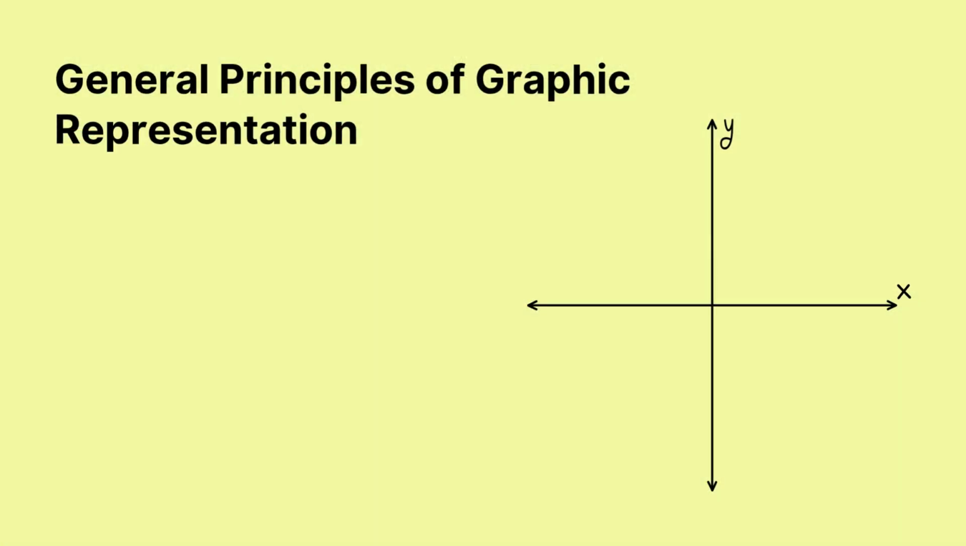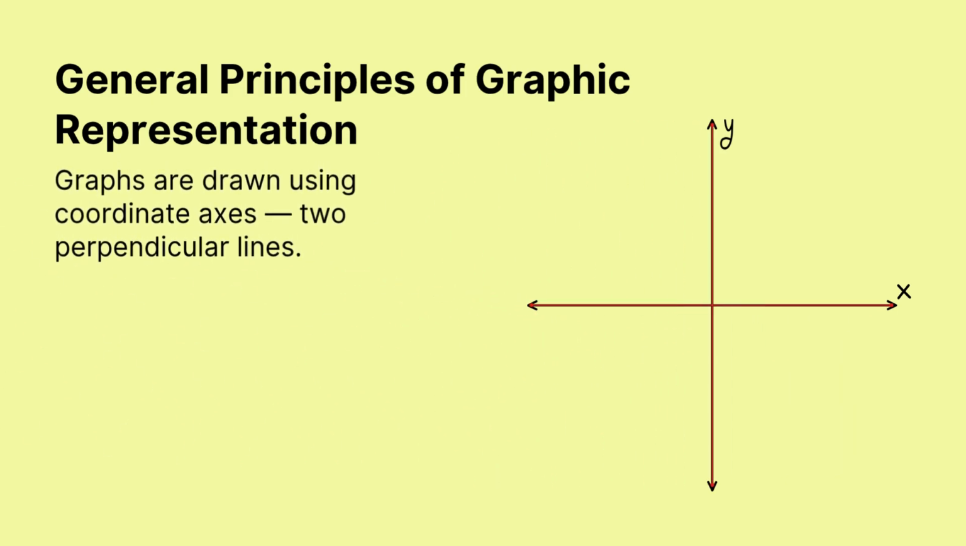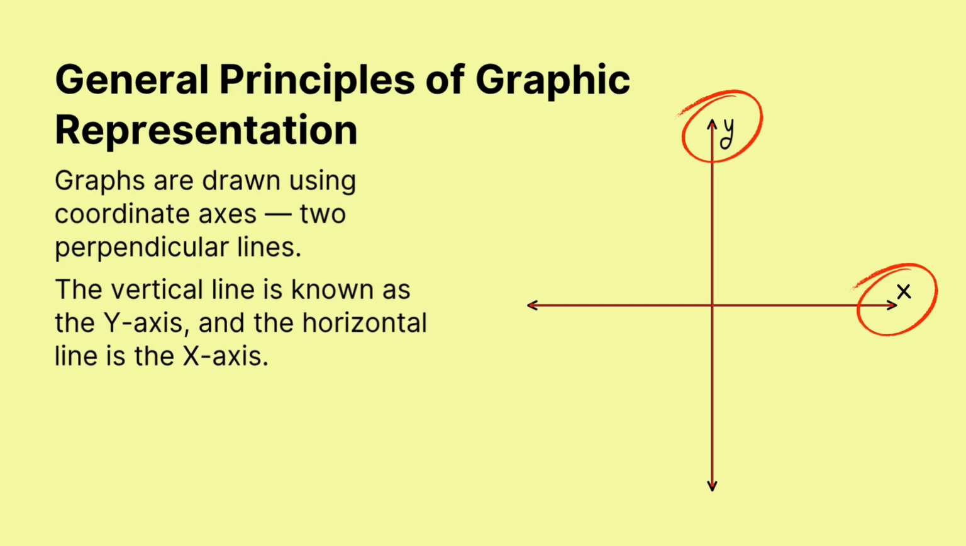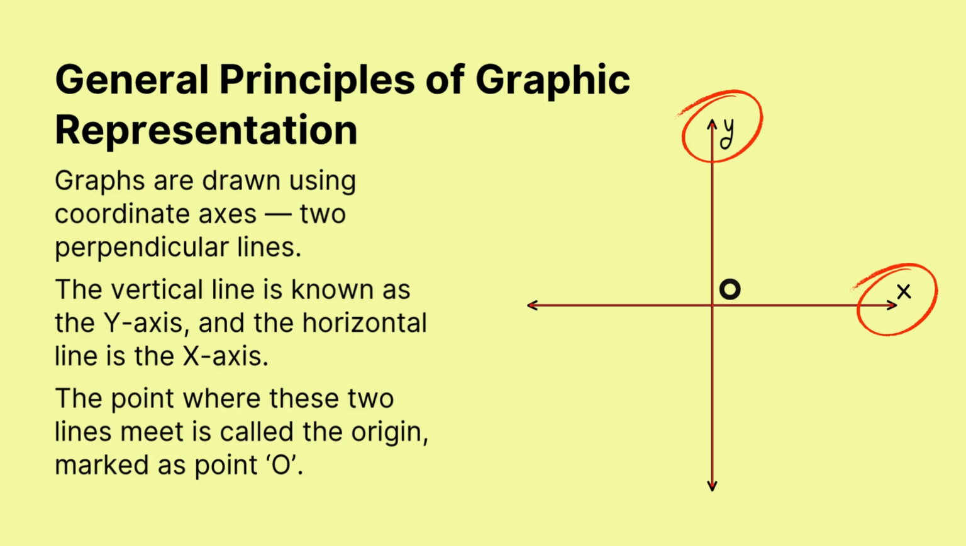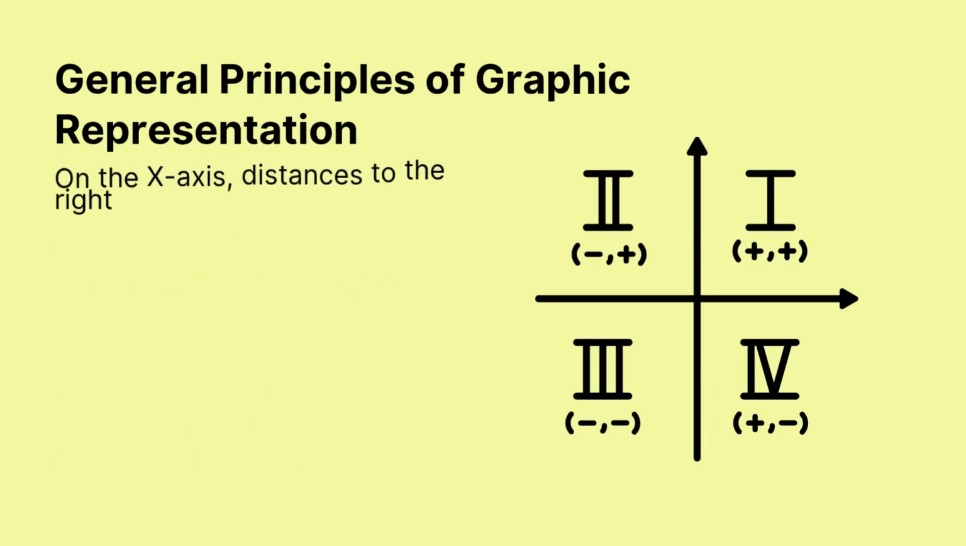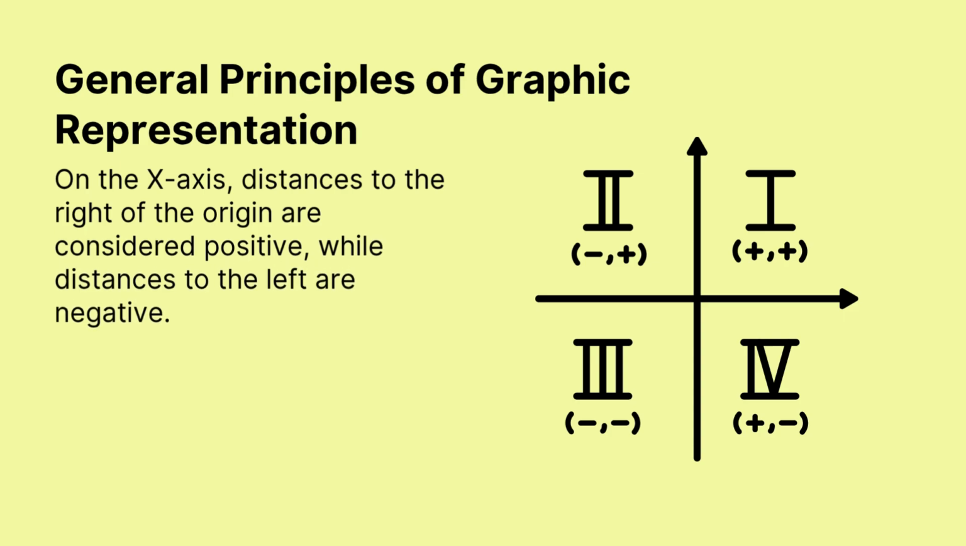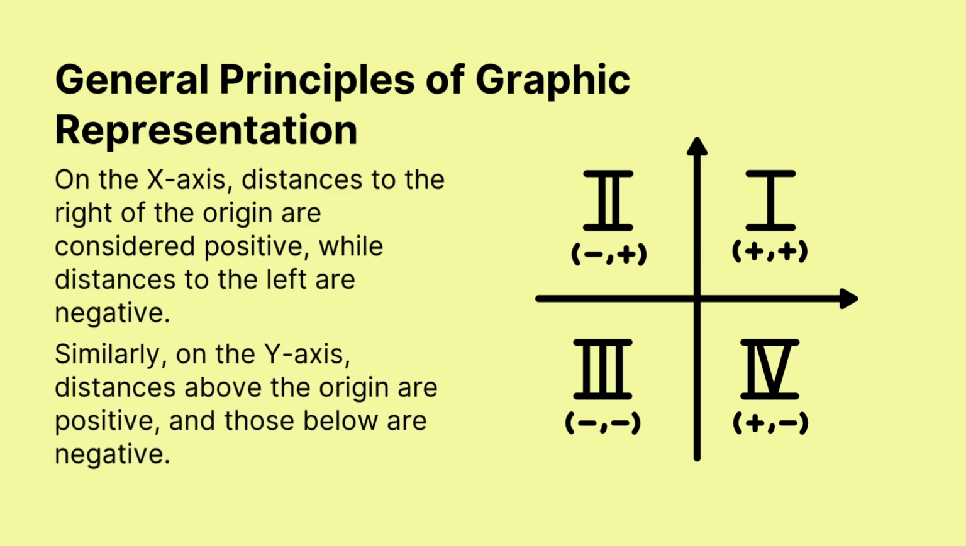Let's now talk about the general principles of graphical representation. Graphs are drawn using coordinate axes, two perpendicular lines. The vertical line is known as the y-axis, and the horizontal line is the x-axis. The point where these two lines meet is called the origin, marked as point O. On the x-axis, distances to the right of the origin are considered positive, while distances to the left are negative. Similarly, on the y-axis, distances above the origin are positive, and those below are negative.